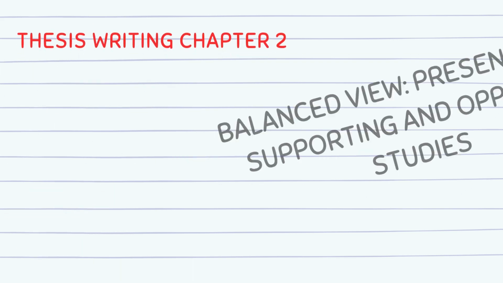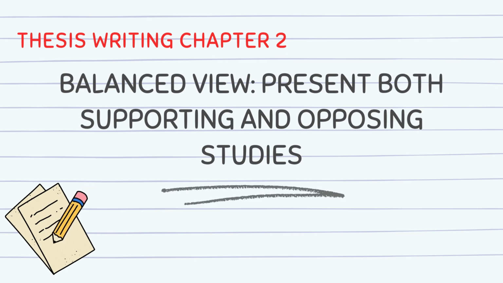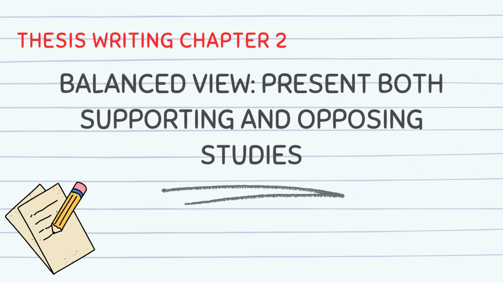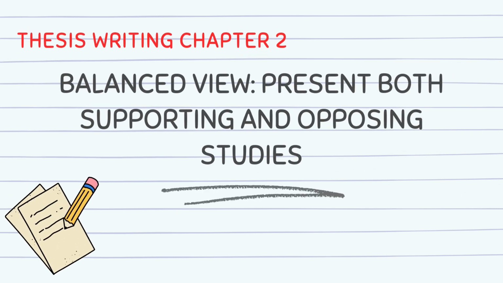Balanced coverage also strengthens your study's rationale. When you show that the literature is mixed or inconclusive, you naturally create space for your research to contribute meaningfully. If the literature were unanimous, your study might seem redundant. By acknowledging both sides, you justify why your investigation is necessary to clarify or extend existing knowledge.